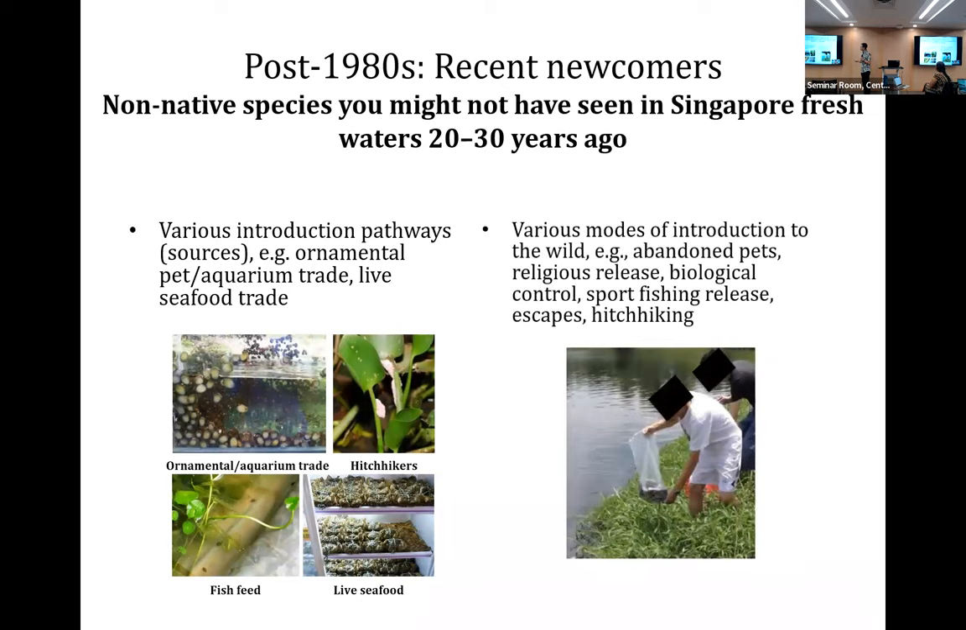Most of them were brought in through a few pathways, right? Ornamental trade, aquarium trade, live food trade. And then once they are in Singapore, they need to be released into the wild, right? They can be brought into the trade, but if they stay in the trade, then good, everybody is a good pet owner and nobody releases anything, right? Otherwise, once they get into the country, they will be introduced into the wild for various reasons: abandoned pets, religious release, biological control, and so on and so forth.